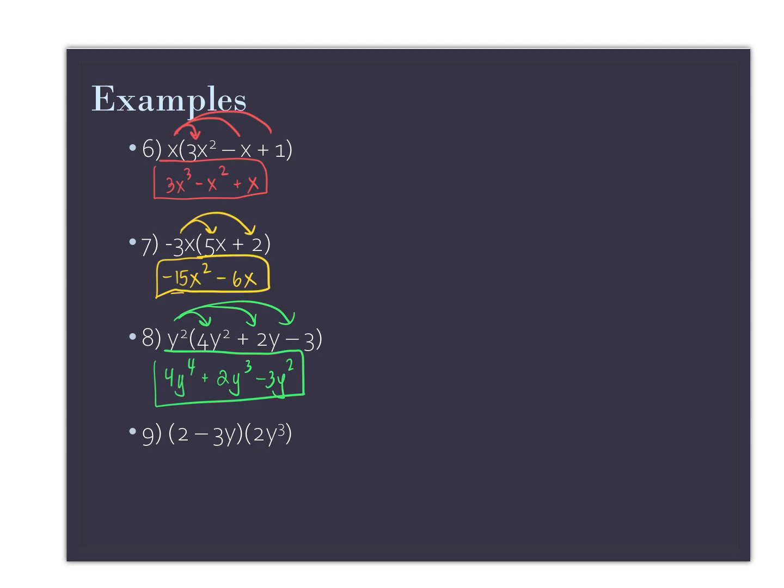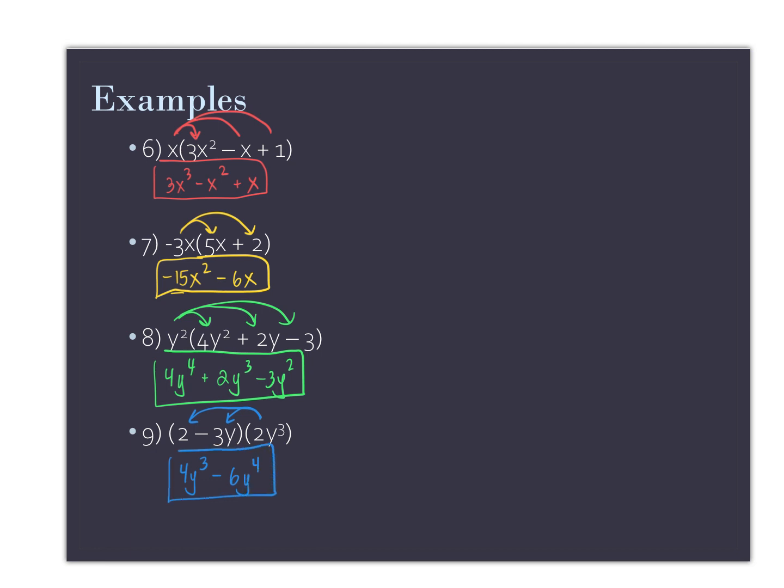And then the last one, notice it's a monomial times a binomial. It's just in a different order. The monomial is here in the back. So again, same thing. I'm going to distribute it. So it's going to be 2y cubed times 2 is 4y cubed. And 2y cubed times negative 3y is going to be minus 6y to the 4th power.